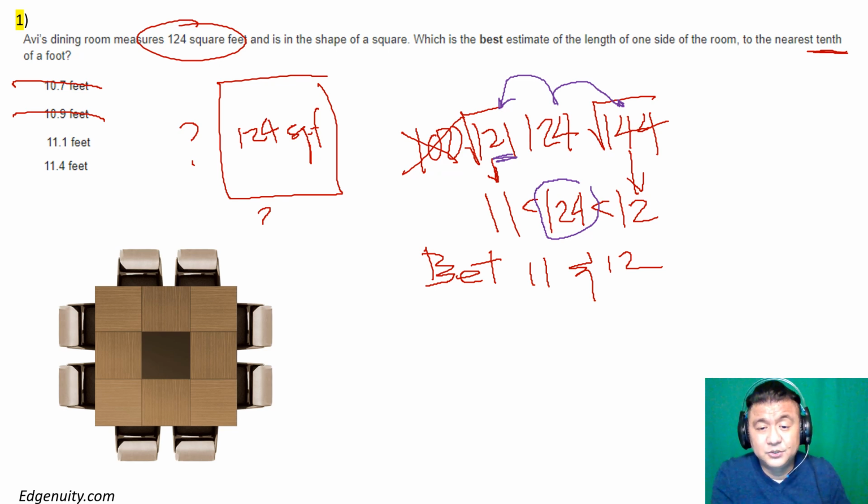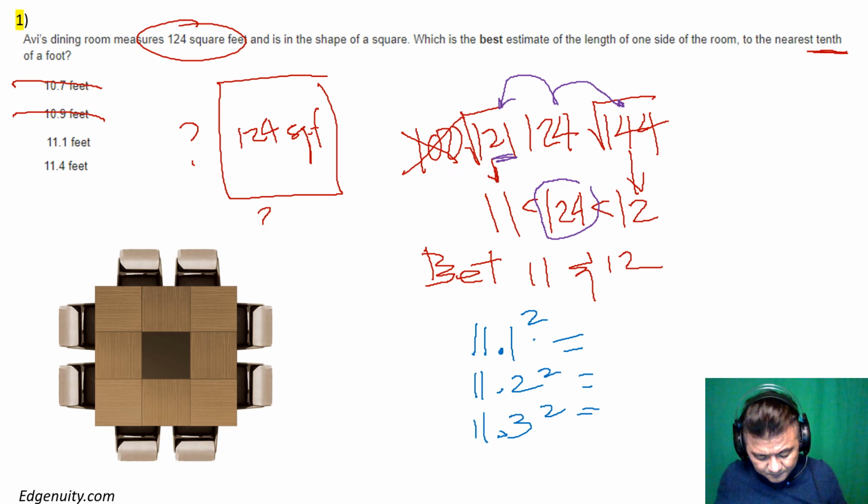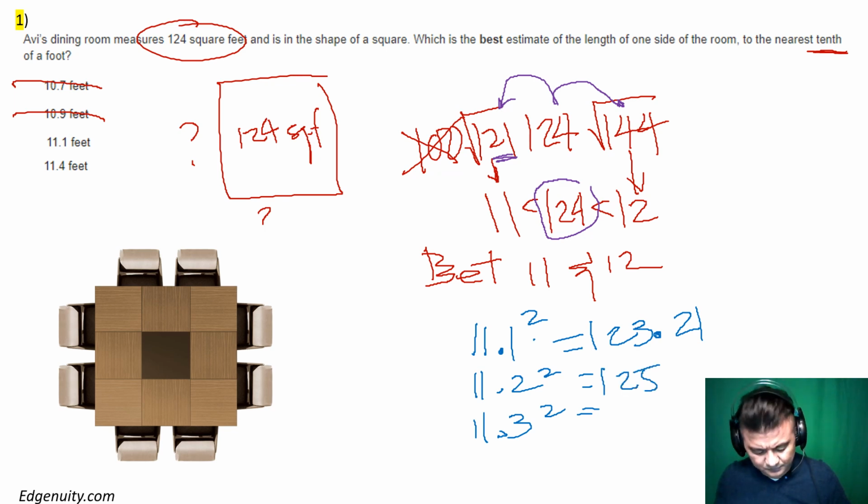Lower than 11.5. So you could try the smallest: 11.1, 11.2, or 11.3. Let's write the square of these numbers. 11.1 squared will give me 123.21. So 11.2 squared will give me 125.44. So we went over already.